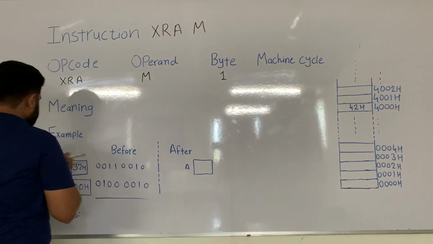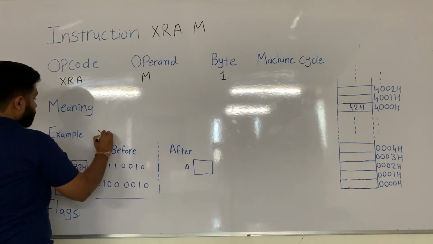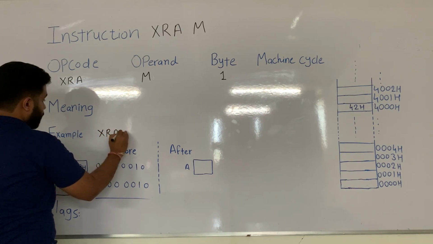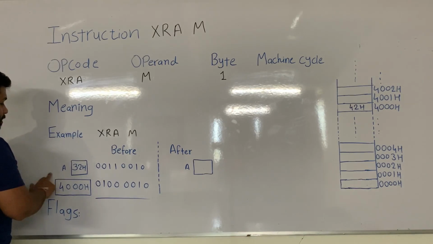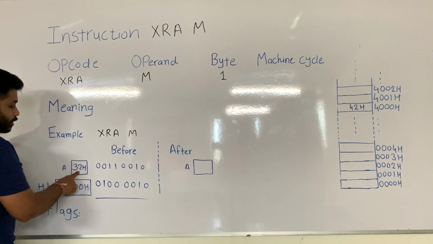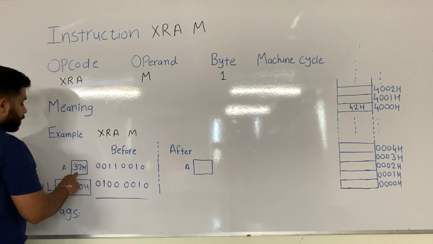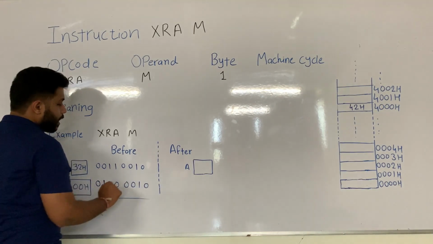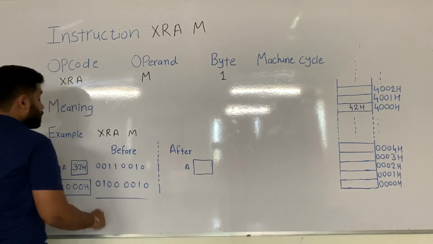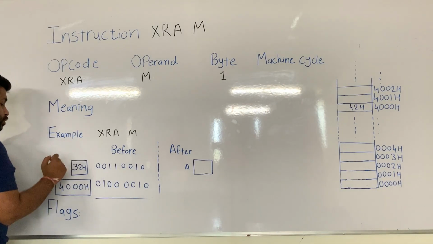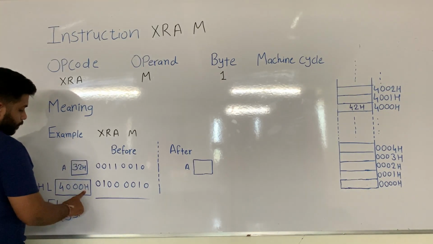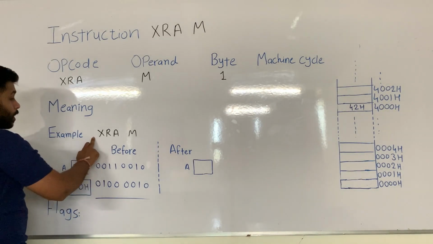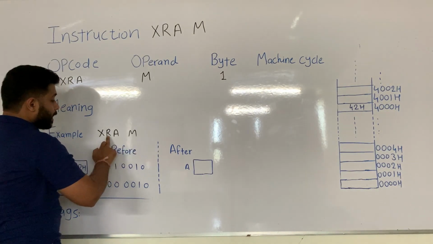Let's see one example. Suppose the example is XRA M. Before the execution, you can see the accumulator contains 32H. It means it is in hexadecimal, and in binary I have also shown it. You can see before the execution, the content of the HL pair is 4000H. Now, what will happen if we execute XRA M?